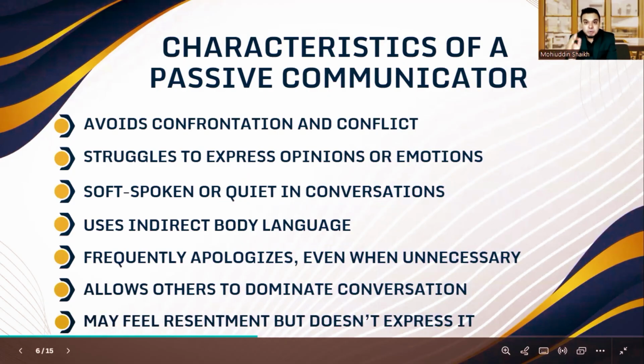A passive communicator avoids confrontation and conflict. They struggle to express opinions and emotions. He or she is soft-spoken or quiet in conversations. Uses indirect body language, meaning they don't give proper eye contact. They don't use gestures. They are still. Frequently apologizes even when unnecessary. Allows others to dominate conversations.